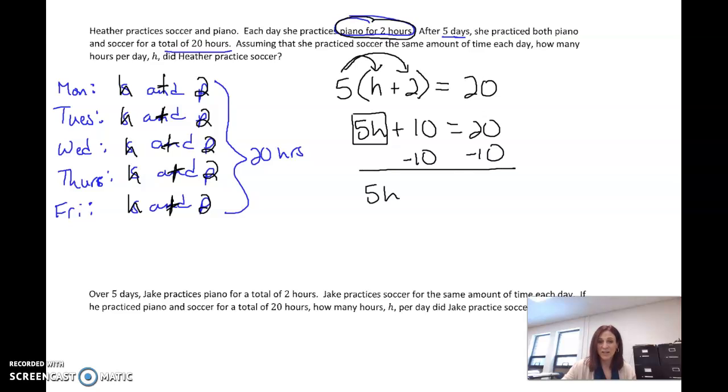So now I have 5h. I double check here that they're opposites. That adds 0, doesn't do anything to our problem, so I get rid of it. 20 minus 10, or 20 plus negative 10, is 10.